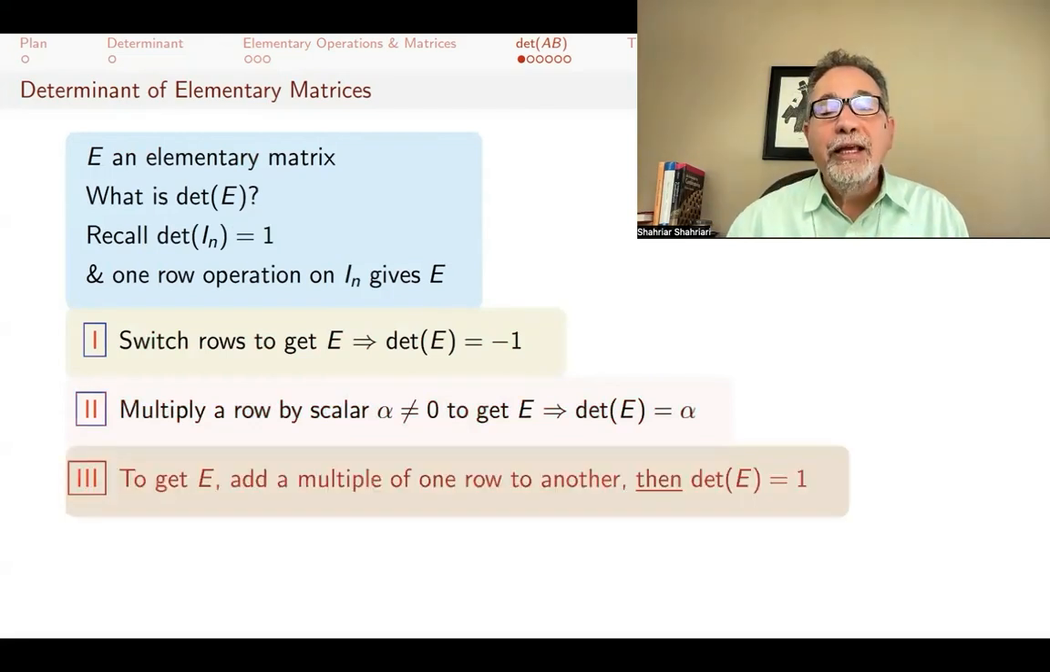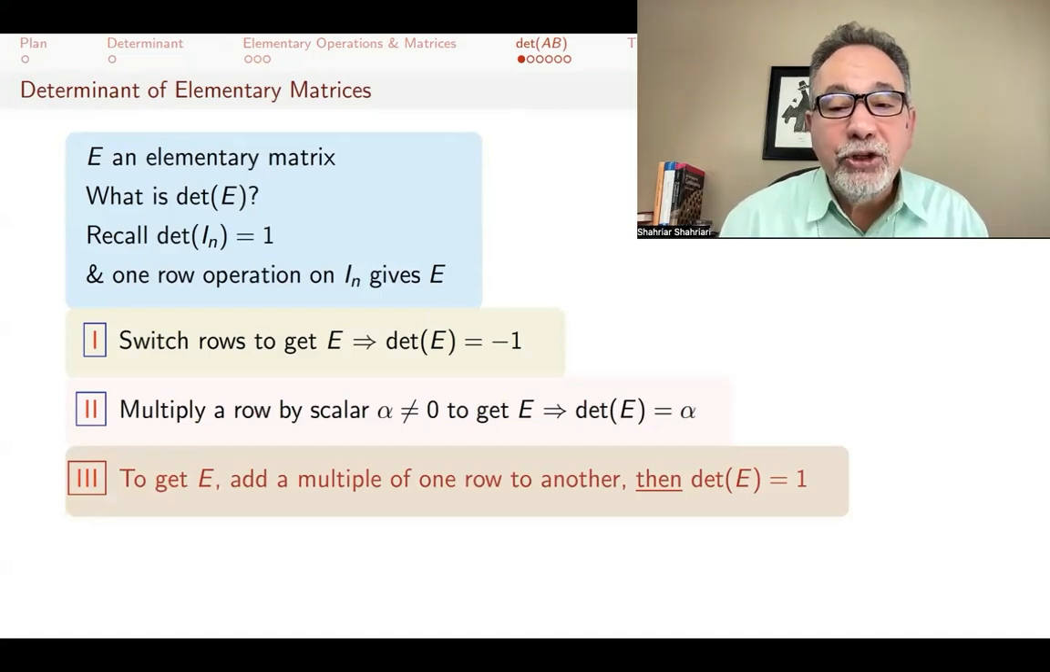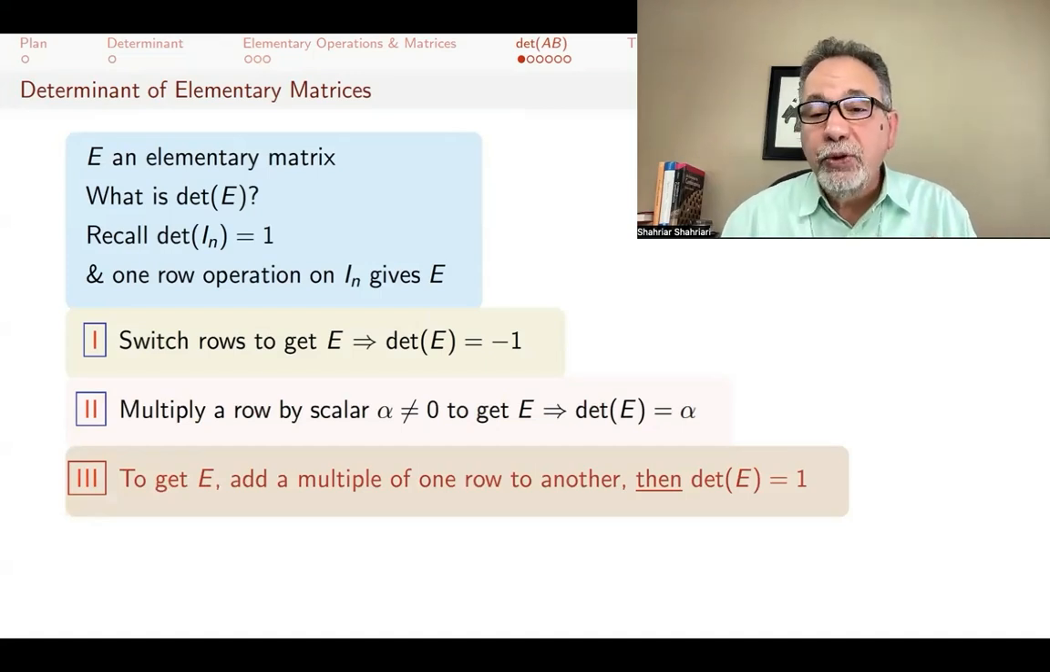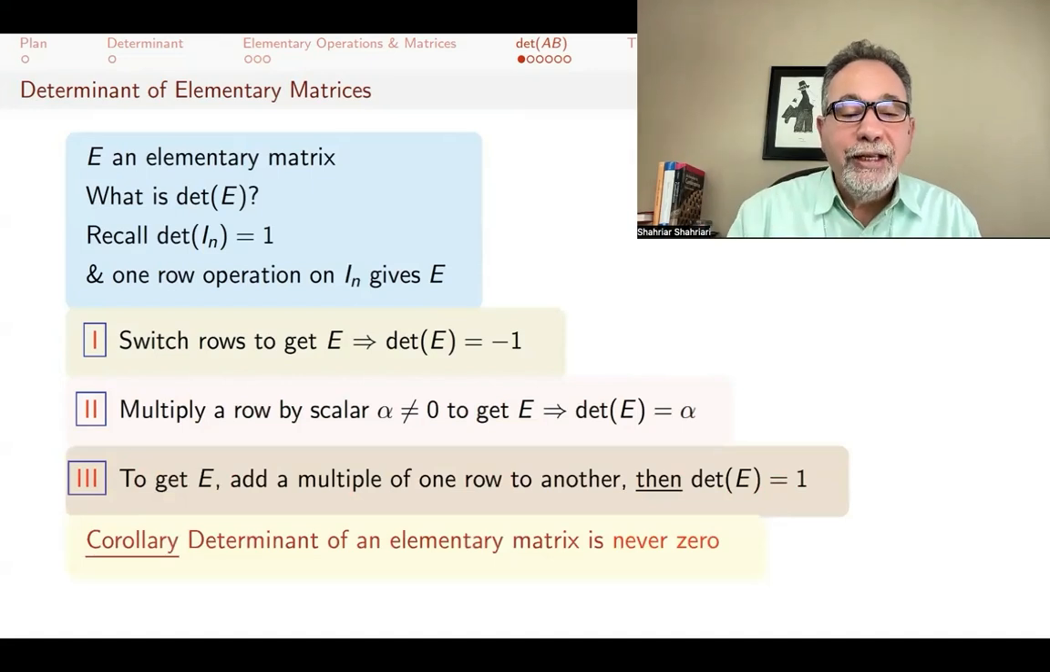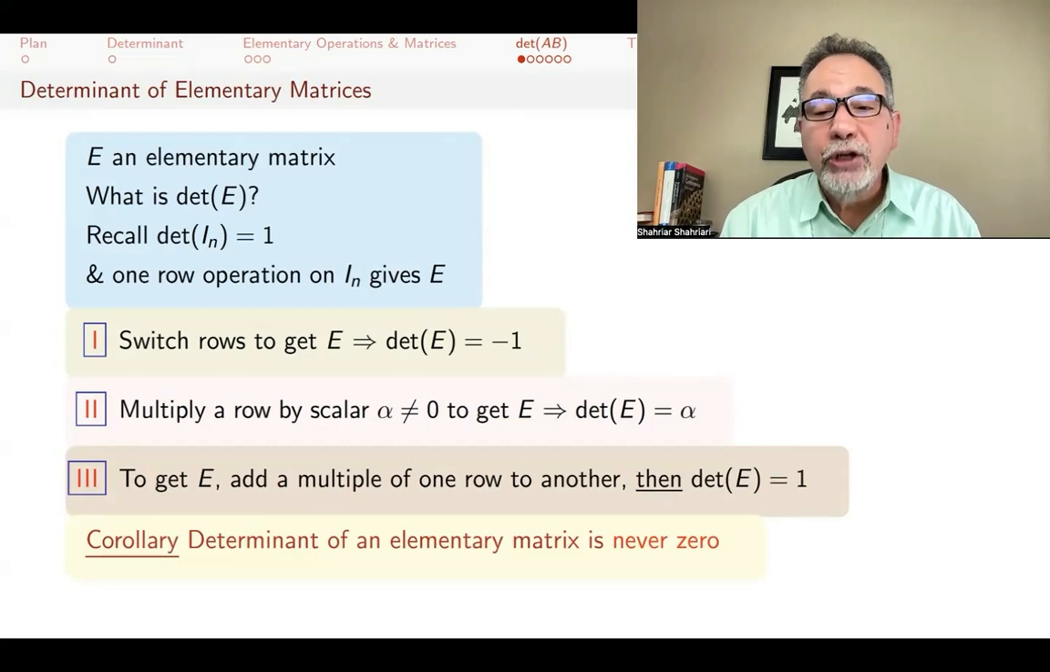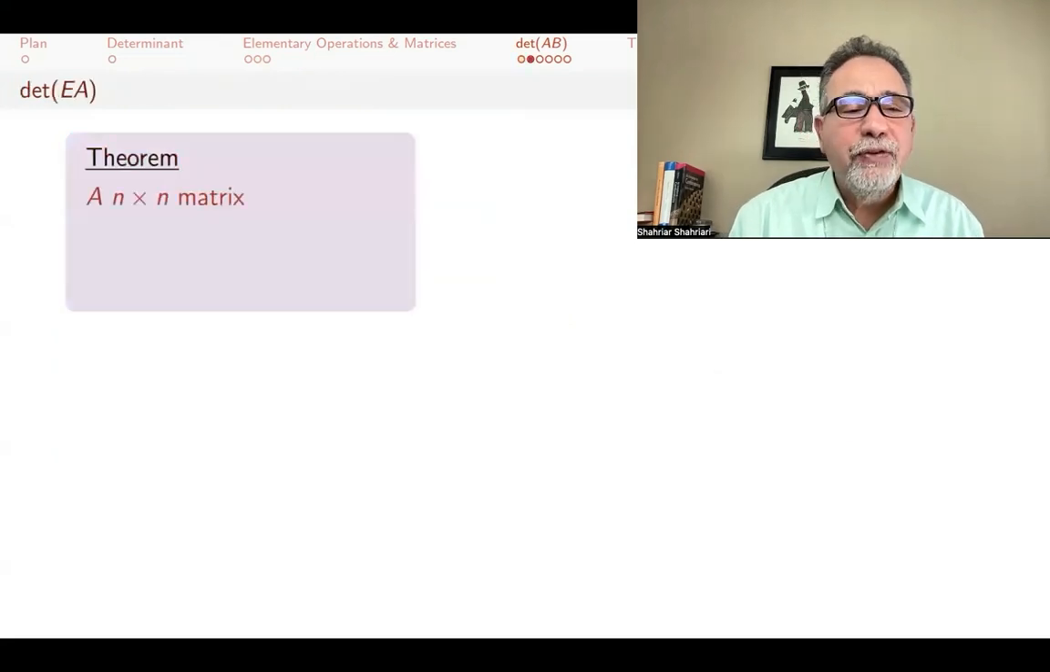If you get E by adding a multiple of one row to the other, the determinant of that elementary matrix will be 1, because you started with identity, which had determinant 1, and then when you do this elementary row operation, nothing changes. One corollary is that the determinant of an elementary matrix is never 0 because it's either -1, a non-zero scalar, or 1.